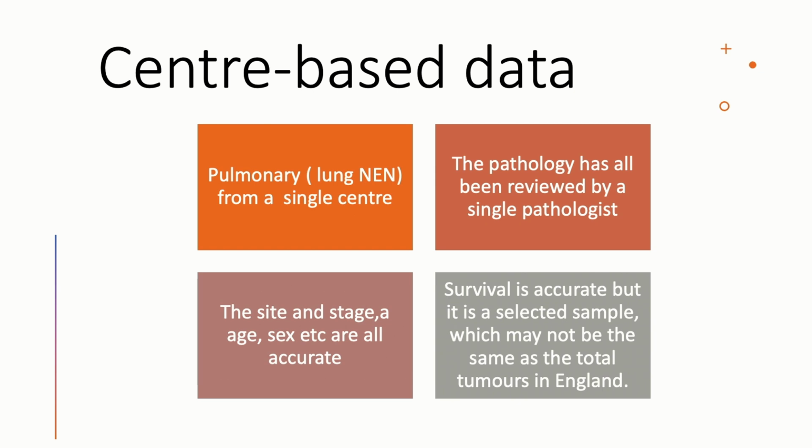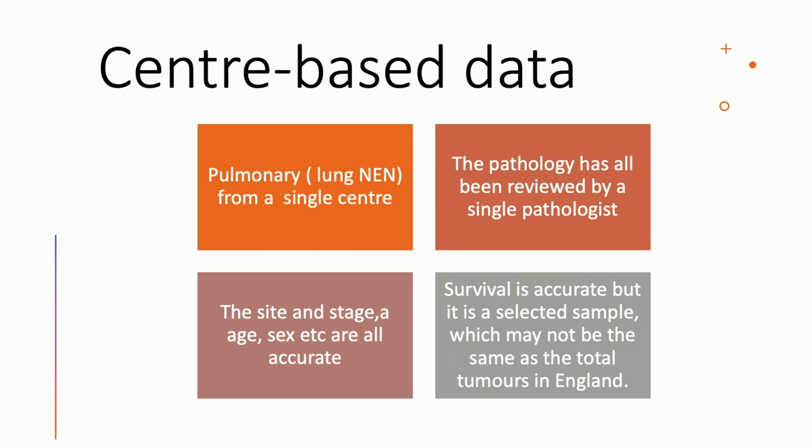As an example of center-based data, this is just one of many studies. This is from a single lung center at Guy's Hospital who happened to do a lot of surgery on NENs. So it's single center data. All the pathology has been reviewed by a single pathologist, so we know that all the pathology is exactly correct. We know the site, stage, age, sex, and everything. We know they're all accurate. And the survival is accurate because we know who's died and who hasn't.